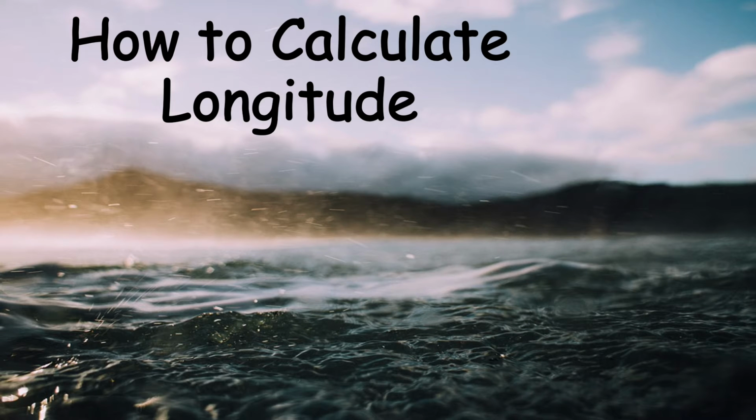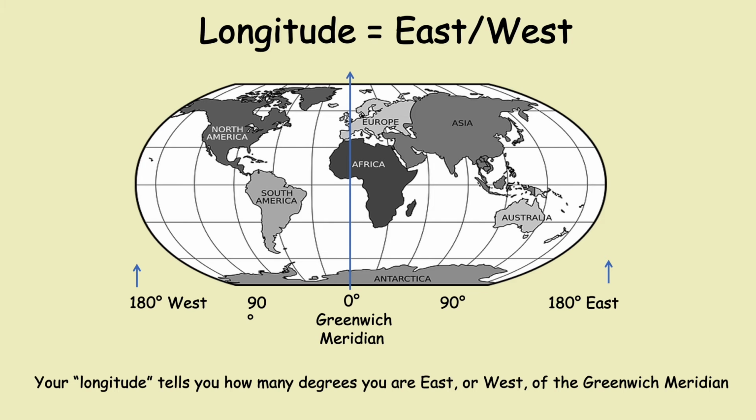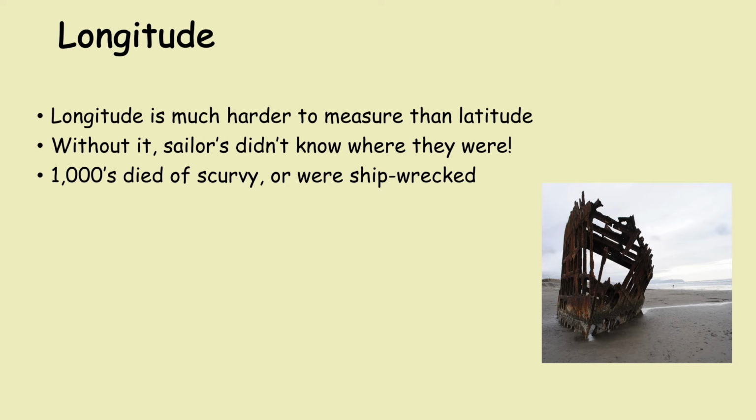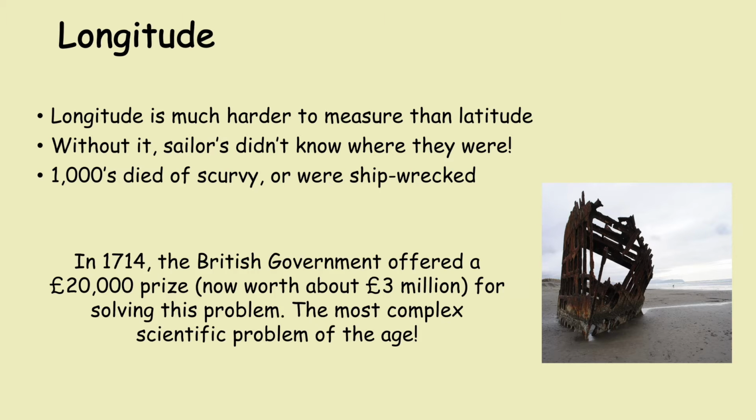How to calculate longitude? Well, longitude is a measurement of how far east or west you are of an arbitrary line, a meridian, and Greenwich was chosen as the city for this line. Now, longitude is much harder to calculate than latitude, and without it, sailors didn't know where they were. Thousands died of scurvy or were shipwrecked.